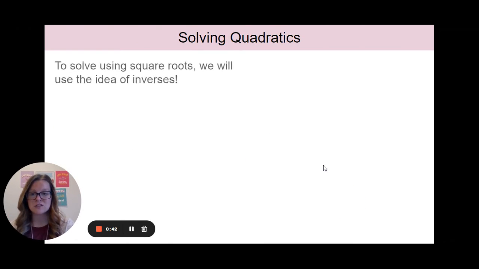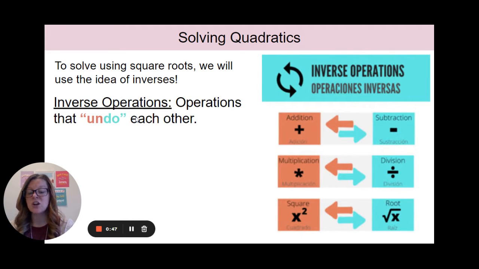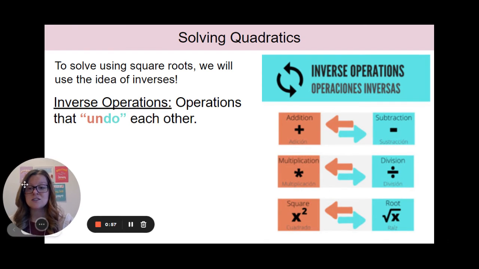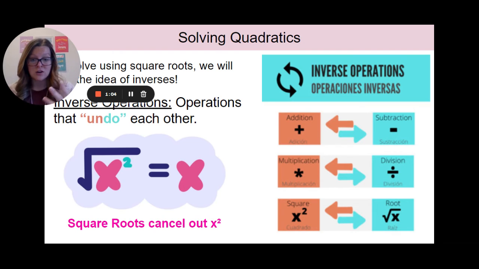And when we're using this method, we are going to use the idea of inverses. So inverse operations undo each other. If we look at this chart on the right, addition and subtraction are kind of opposites, if you will, so they undo each other. So do multiplication and division. And now that we're talking about quadratics, it always has that x squared term. The opposite or inverse of x squared is the square root. So whenever we are trying to cancel out or get rid of an x squared, we're going to take the square root so that they cancel out, because the square root of x squared is equal to x.